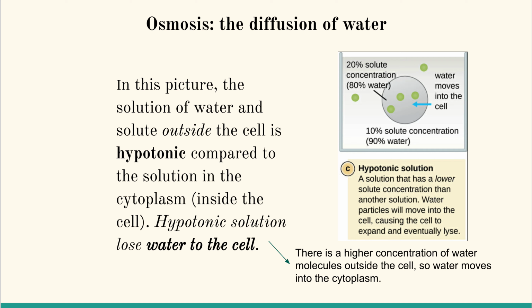So what does that mean? Well, that means that the water is going to want to move into the cell. So when we say a solution is hypotonic, it means that it's less concentrated than the cell's cytoplasm on the inside. And in a hypotonic solution, water will move into the cell. We say that the solution is actually losing water, but the water is going into the cell. So it's getting absorbed by the cell, and the cell will have more pressure on the inside of it.